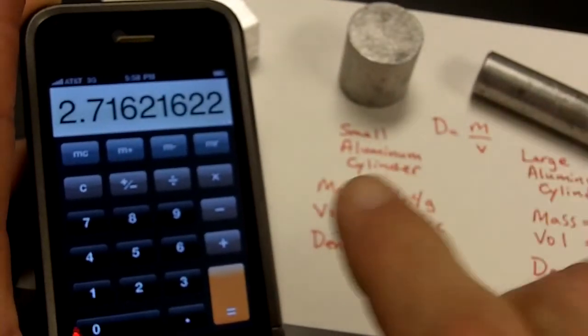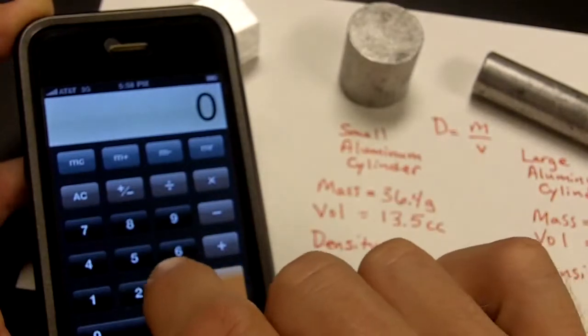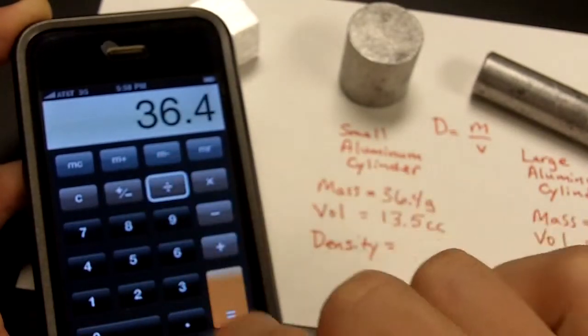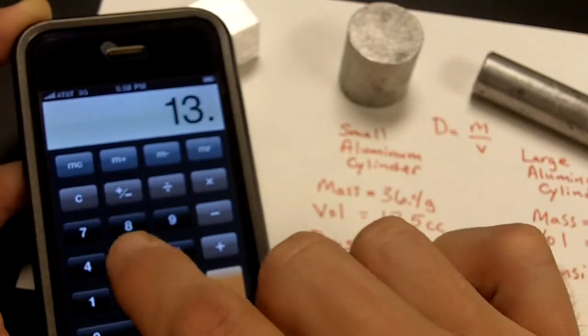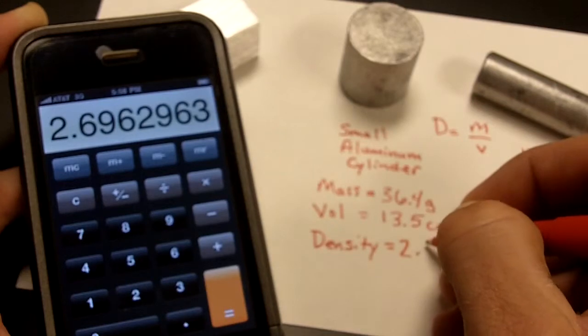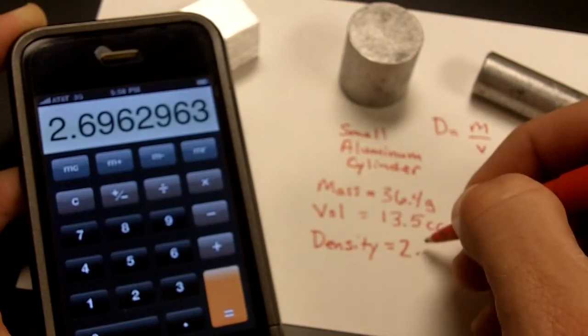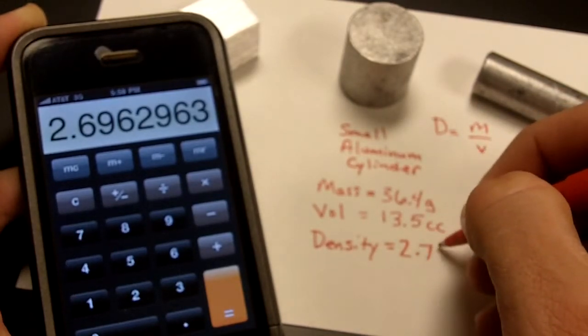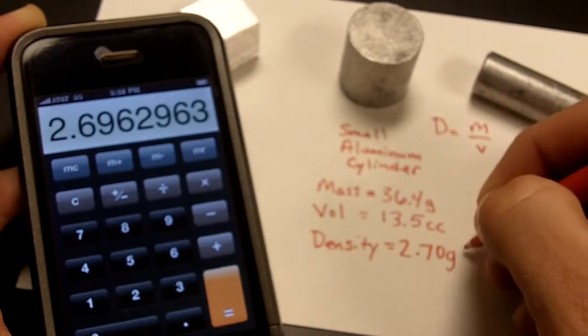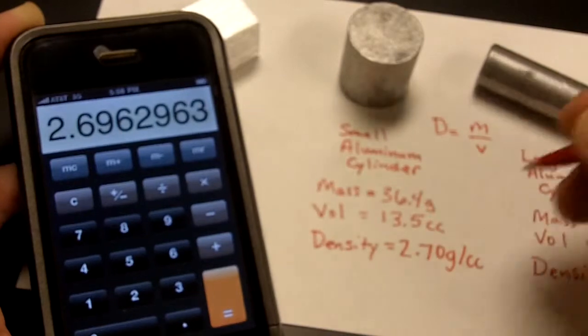All right, let's go on to this one. And here we have a mass of 36.4 divided by 13.5. Divided out, we get 2.696. So we're going to just round that up to 2.70. And that, again, is grams per cc.